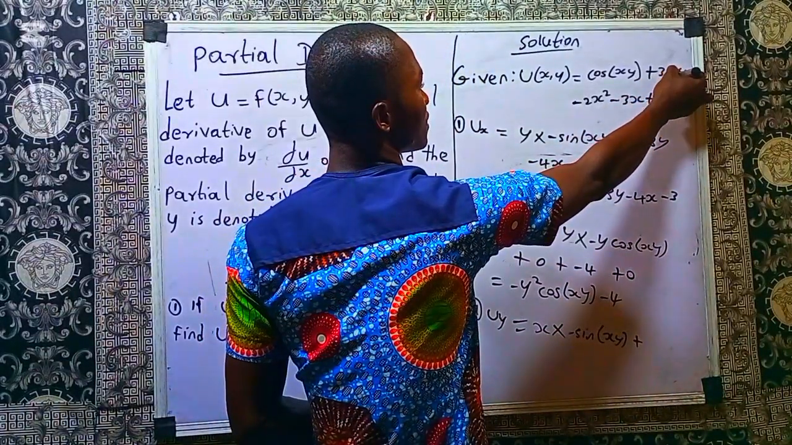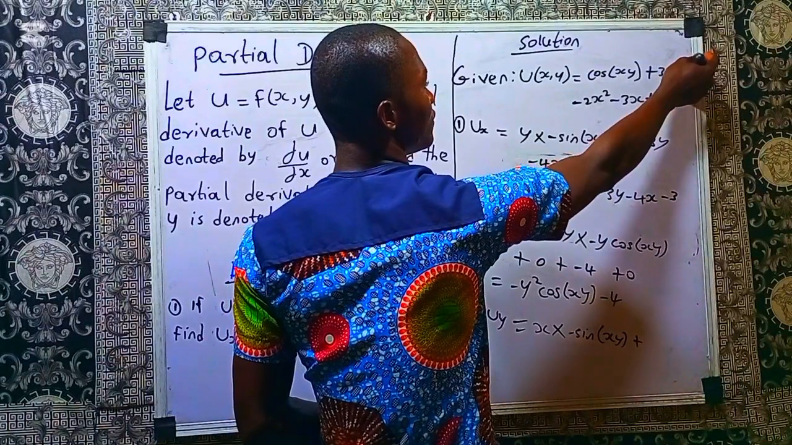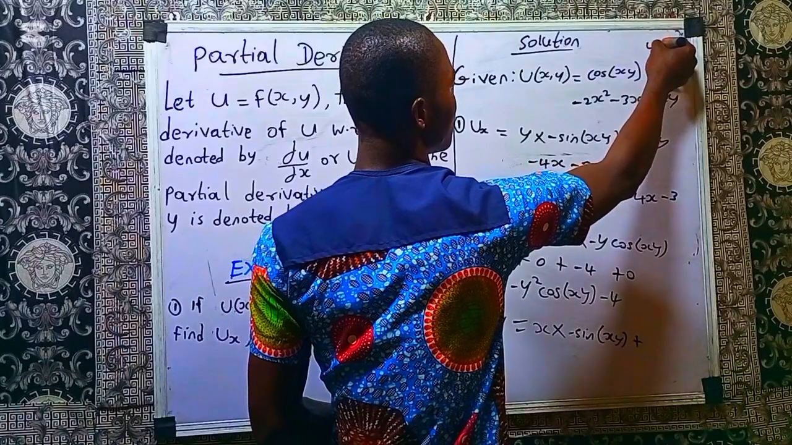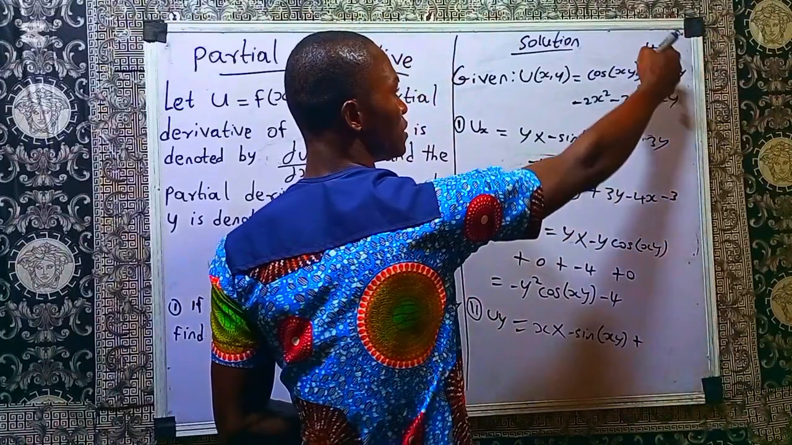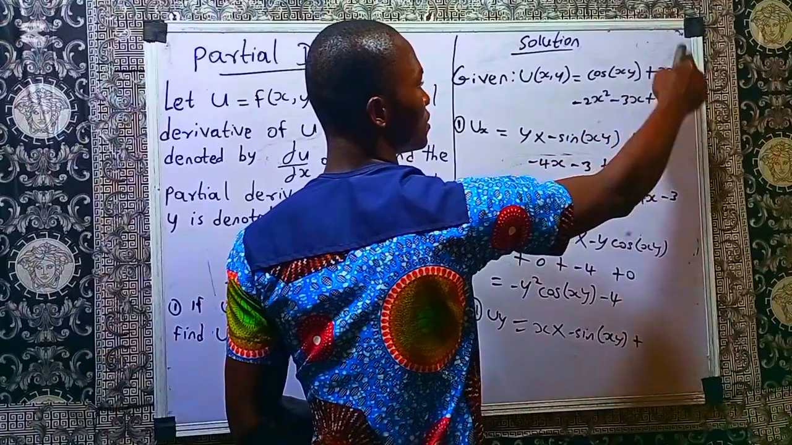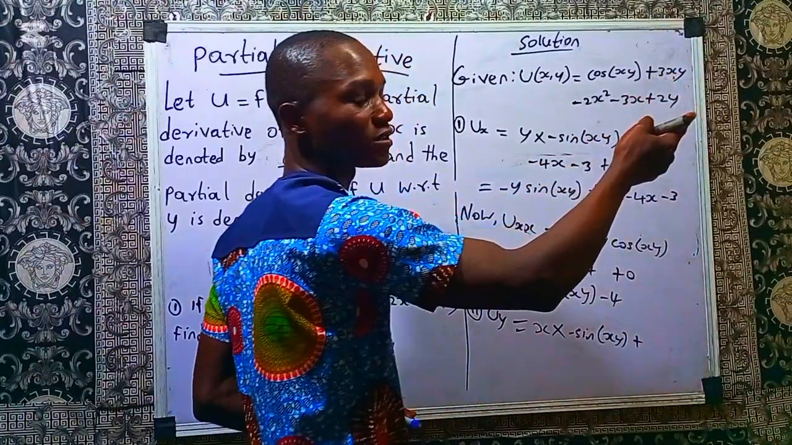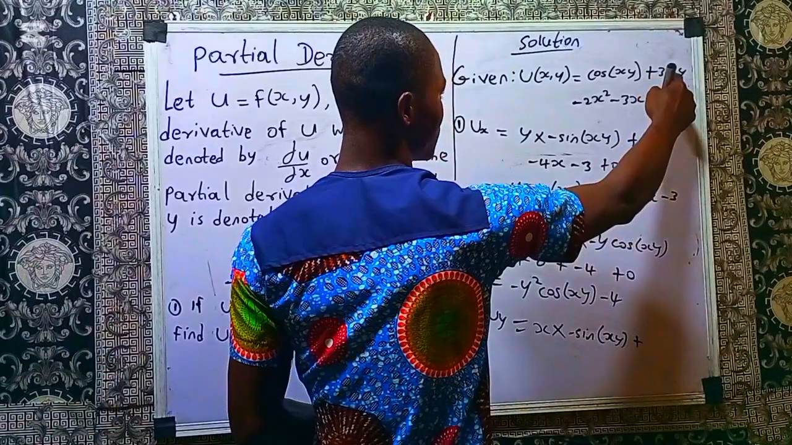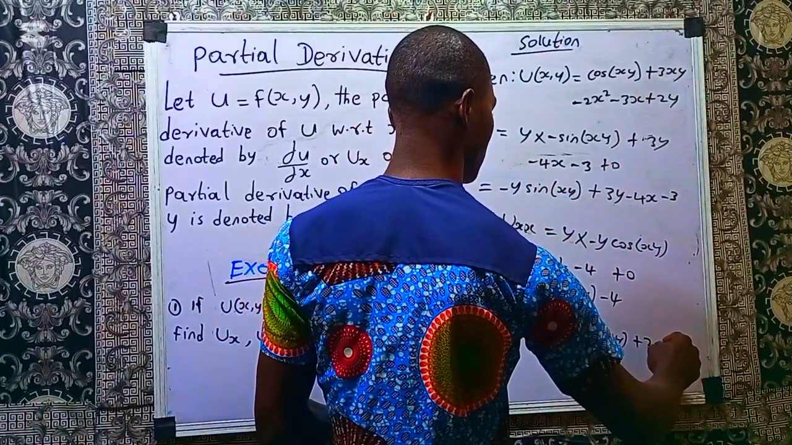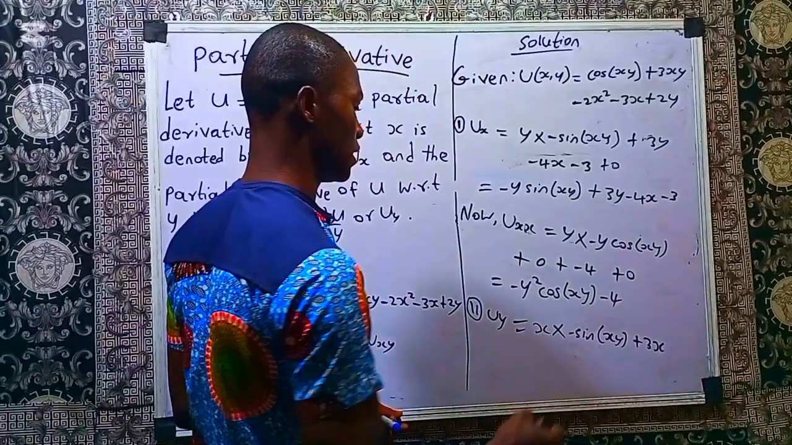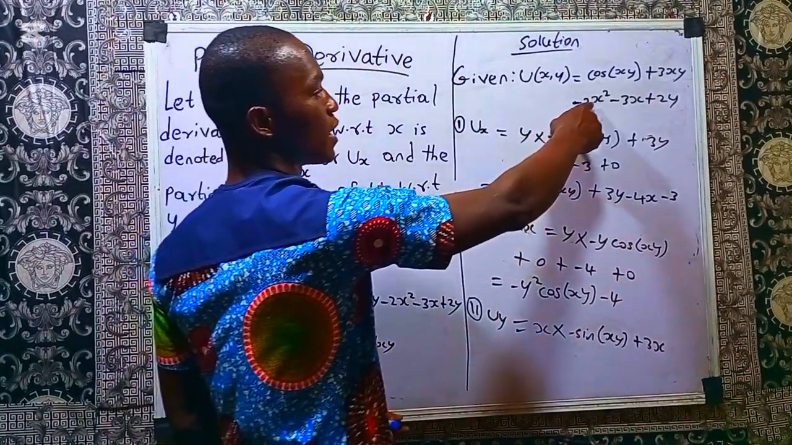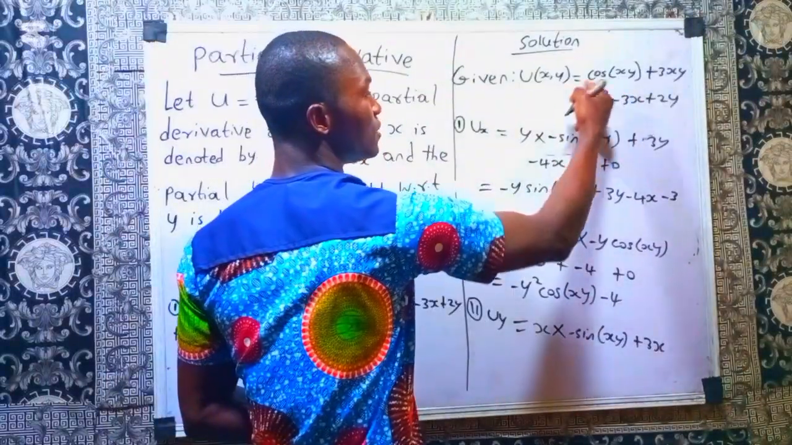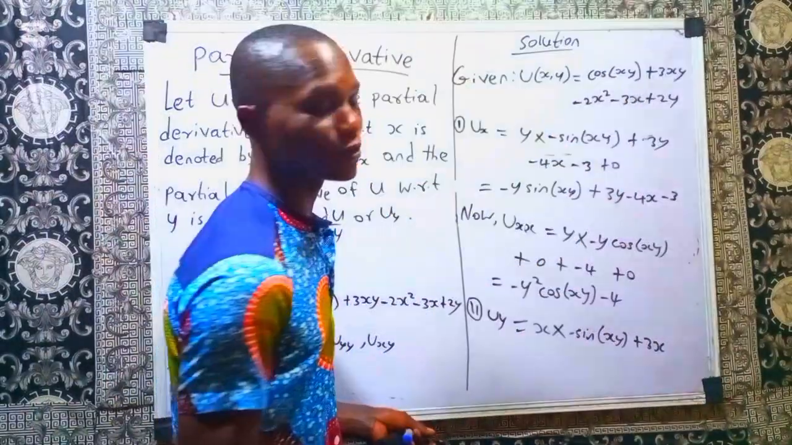Plus, now differentiate this with respect to y. You are treating this as a number. Differentiate it with respect to y, what will you get? Just like if I ask you to differentiate 4y, what will you get? Is it not 4 you get? So this 3x I'm treating as a constant. So if I differentiate 3xy with respect to y, I'll just get this constant 3x, right? Then differentiate negative 2x squared with respect to y. Is there any y here? No, no y. So this is just a constant.